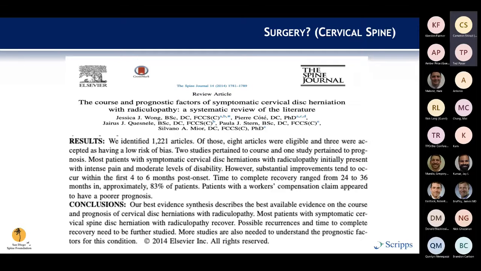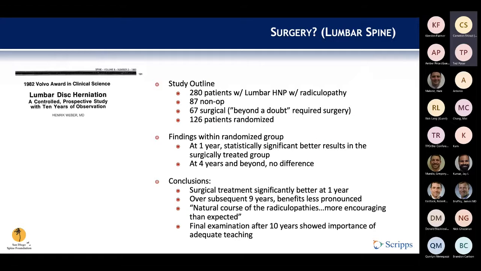In this study, on prognostic factors of symptomatic cervical disc herniation with radiculopathy, they were mainly looking at patients with symptomatic cervical spine disc herniations with radiculopathy. They do typically recover without the use of any type of surgical intervention. So let's delve deeper into this and look at some specific studies. This is an older study, but we'll march up the years as we go.